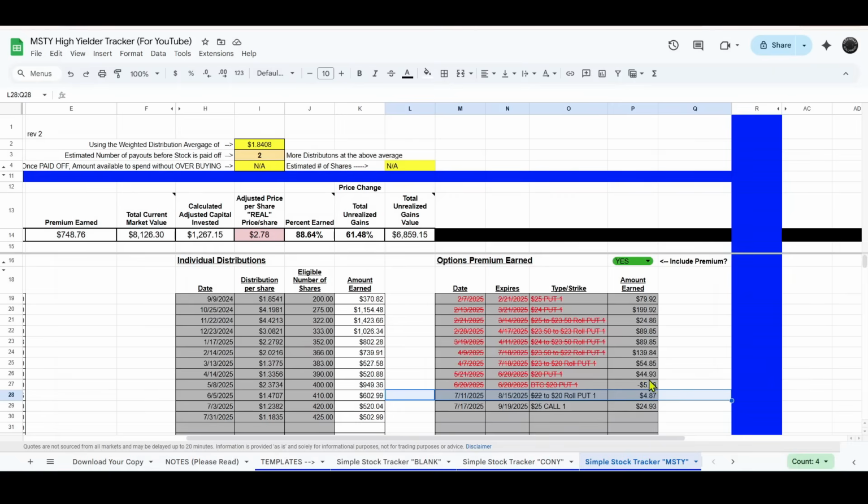So what did I do? I ended up rolling that $20 put yet again.